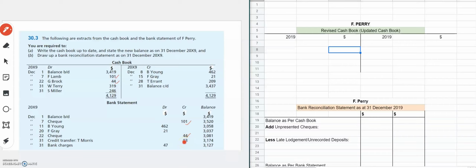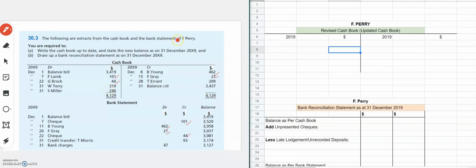No, we don't. Now we're going to check the credit side of the cash book against the debit side of the bank statement. Do we have a 462? Yes, we do. Do we have a 21? Yes, we do. Do we have a 209? No, we don't. Do we have a 47? No, we don't.